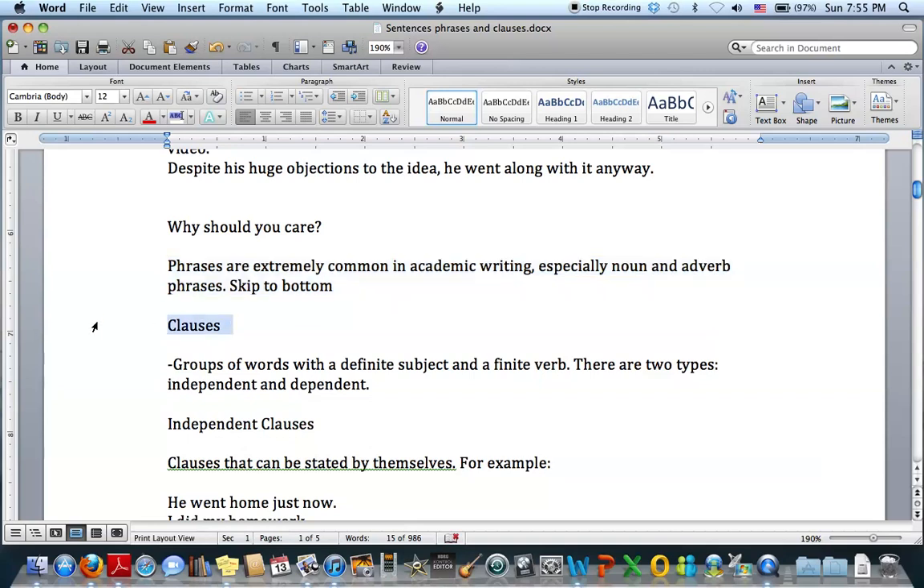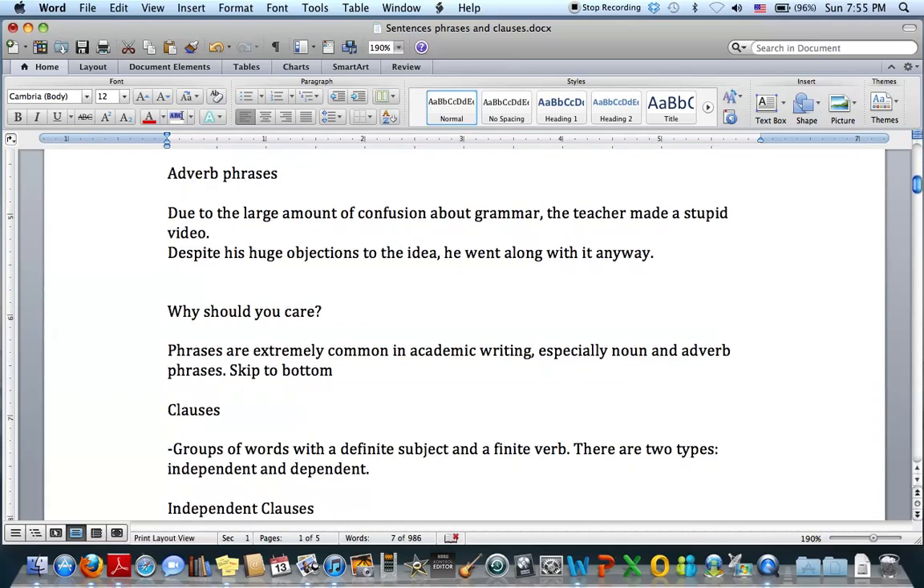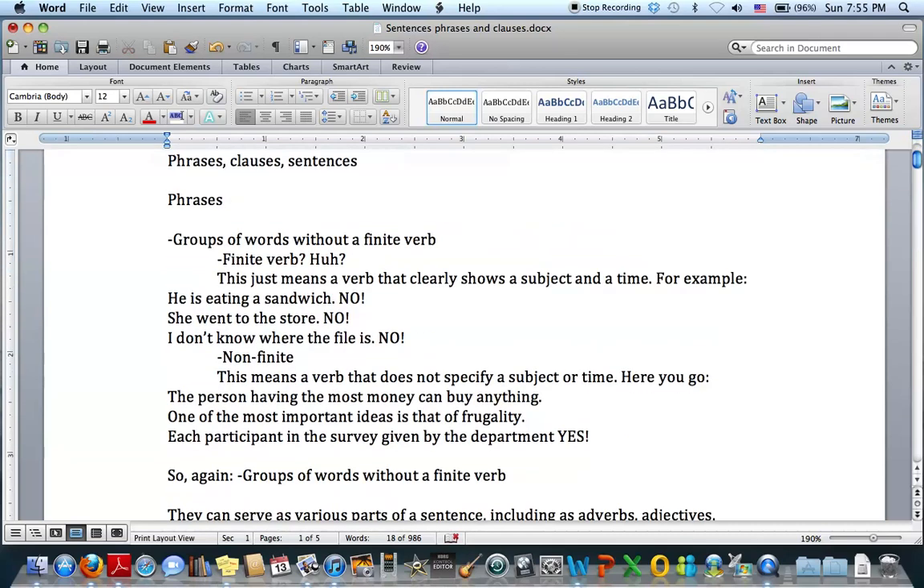Okay, next up, clauses. We've talked about phrases, and again, to recap briefly, phrases are groups of words without a finite verb. Well, what do you think a clause is? Pretty simple. A clause is a group of words with a definite subject and a finite verb. So easy enough. We looked at these before. All of these right here where we said, no, no, no, these are not phrases. These are actually clauses, and they are clauses for the same reason that they are not phrases.